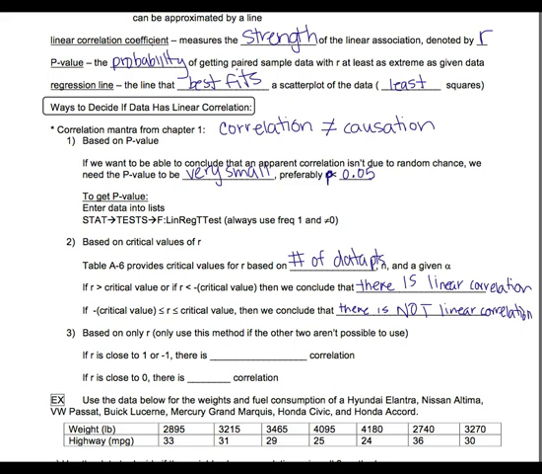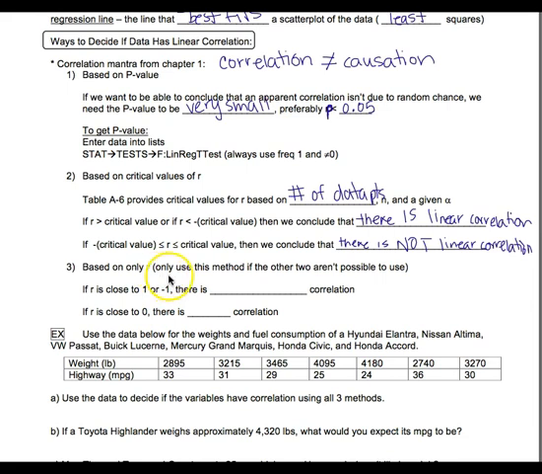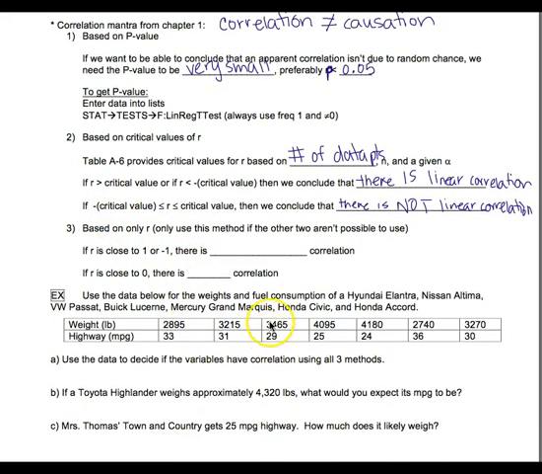The third method is based only on R itself, which is used a lot in more simple math classes like Algebra 1. But notice that I put in parentheses here, you really should only use this method if it's impossible to use the other two. Meaning if they don't give you the actual data values in order to calculate a p-value or an r-value, that might be a case where you just have r but you don't have anything else. You don't know how many pieces of data there are, for instance, and so you can't use the critical values, or you don't have the data itself, so you can't get a p-value. Sometimes we have no choice but to just use R itself.